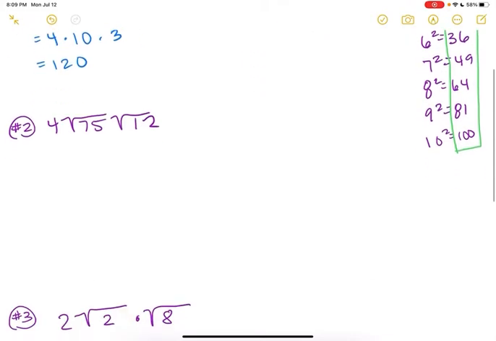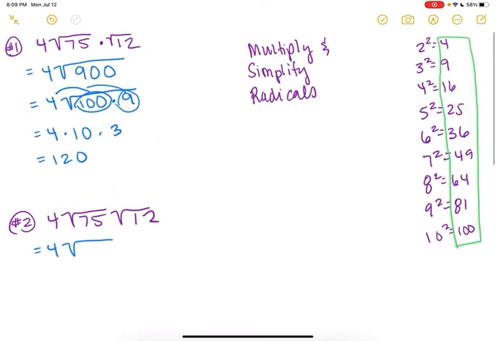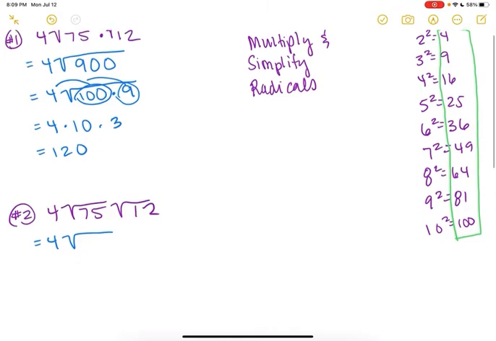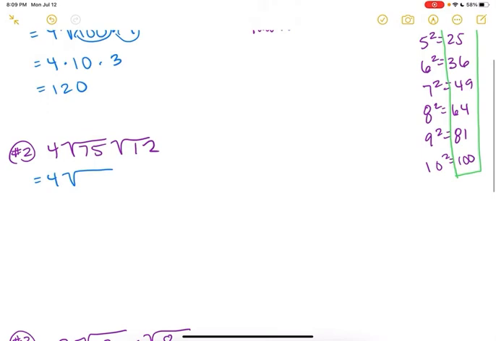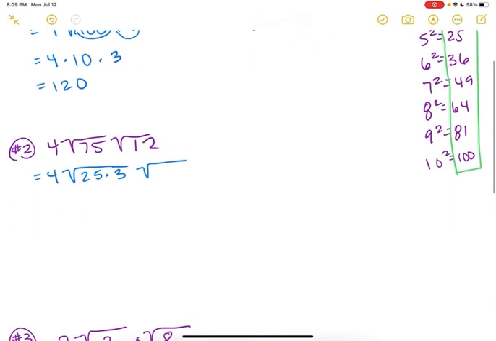Let's break it down one piece at a time. I have my 4. For the 75, remember I'm trying to use the numbers in my green box over here on the right, and it looks like I could use 25. So 75 is 25 times 3. Then I have the square root of 12, and I want to use one of those numbers. I see the 4, so I'm going to go with 4 times 3.